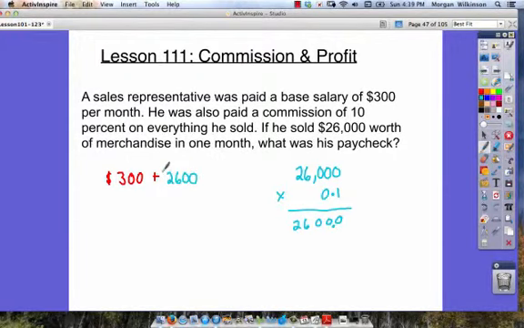And this must also be dollars. You can see that the more this person sells, the more they're going to put onto their salary. They've got a good reason to sell a lot of merchandise. So 300 plus 2,600, well, that must be a total of $2,900. That would be the salary for this specific month for the sales representative, based on the base salary and his commission. Let's look at another example.